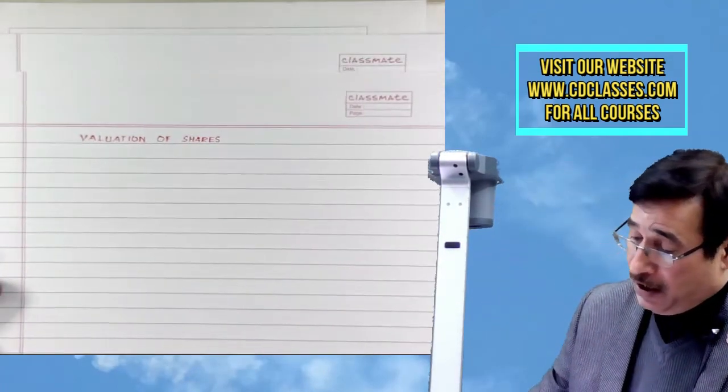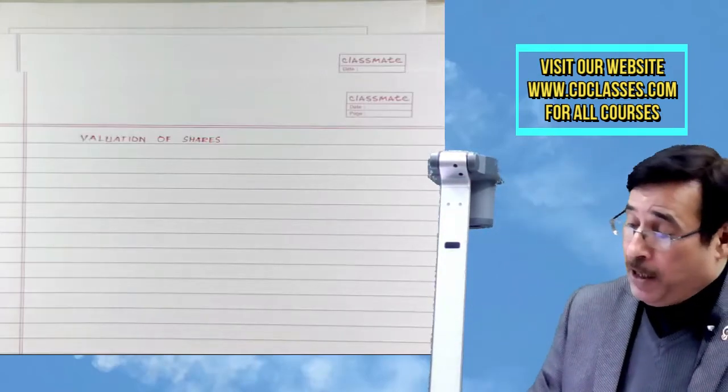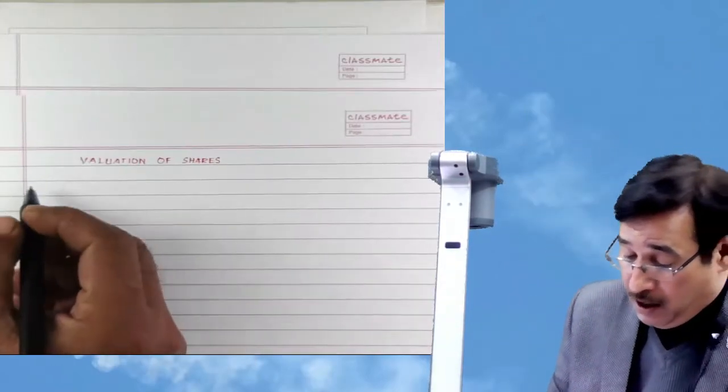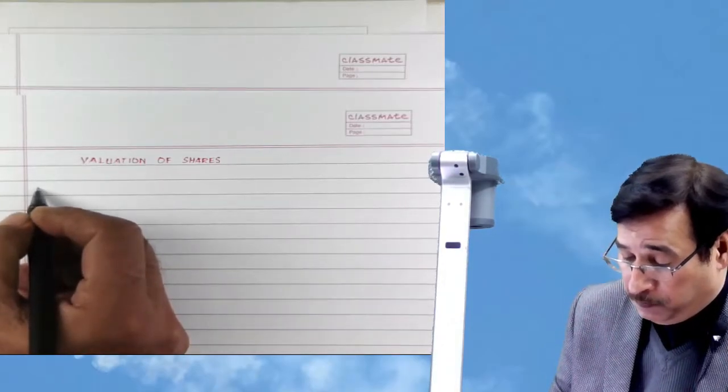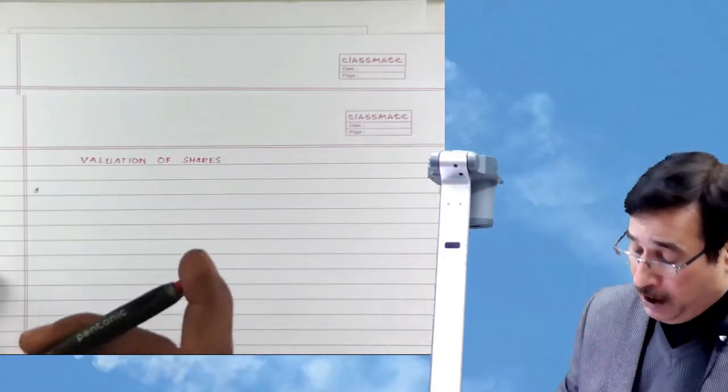As I said, there are two broad methods. One is known as the assets backing method. First, we shall talk about this assets backing method.